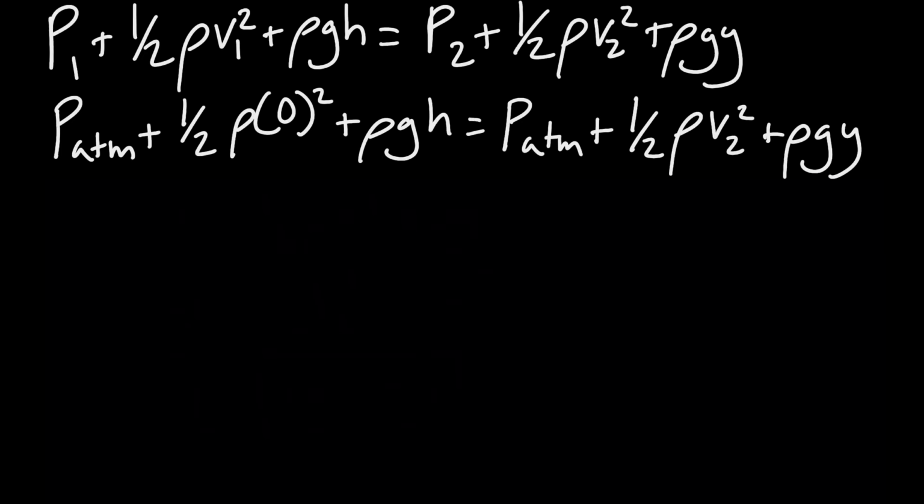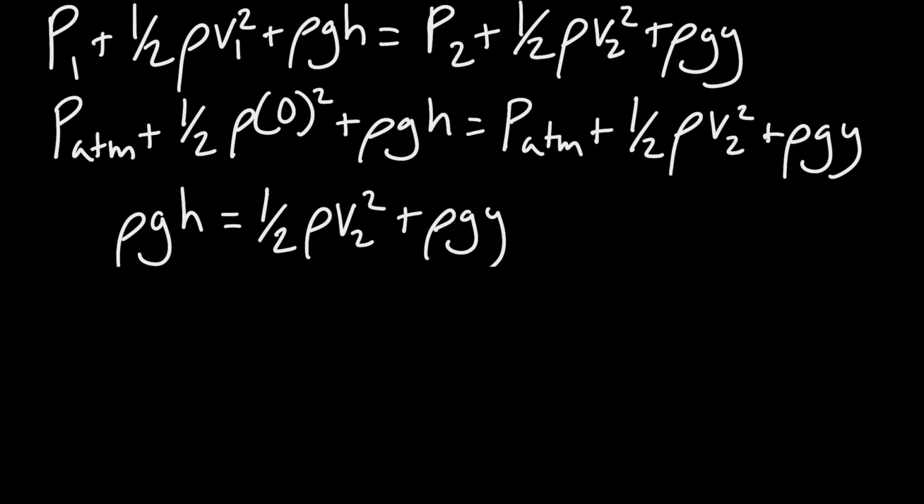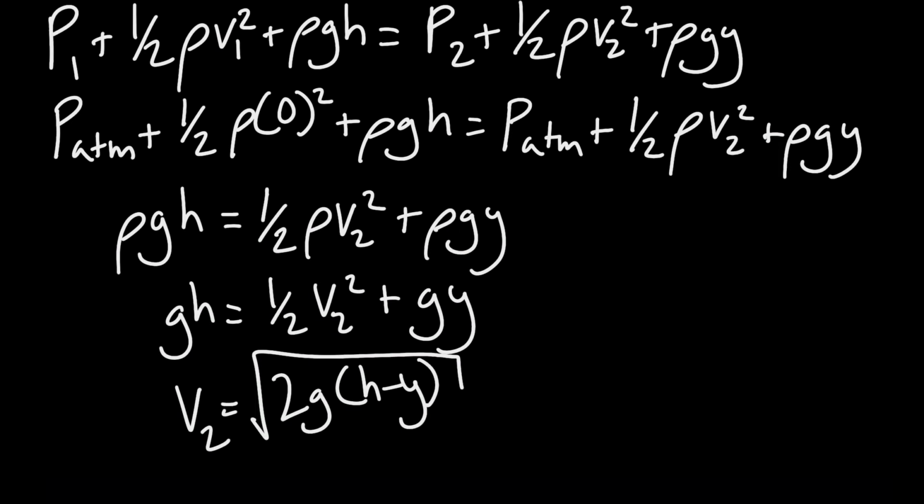We can actually substitute h1 and h2 for h and y, P1 and P2 for the pressure of the atmosphere, and v1 for 0. Taking all that into account, we get an equation like this, and simplifying further and solving for v2, we get v2 is equal to the square root of 2g times the quantity h minus y. And that's actually our final answer.